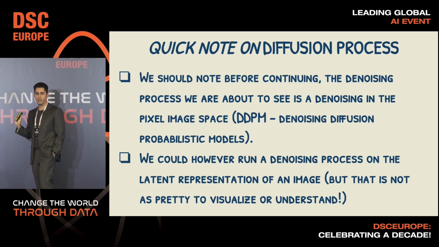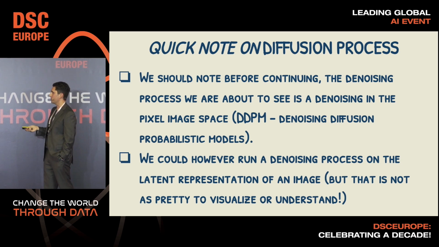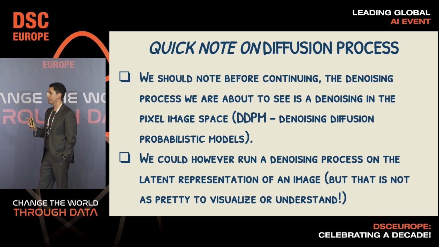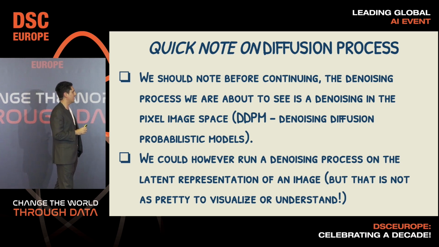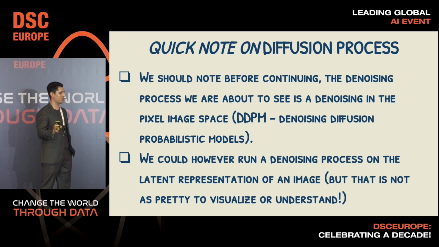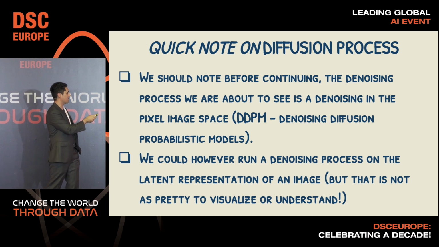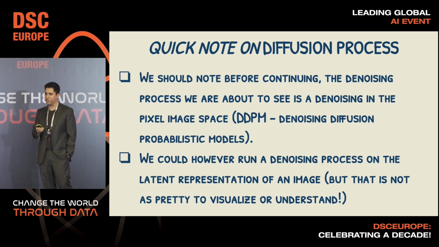What I'm about to show you is denoising in the pixel image space. This is known as DDPM, or denoising diffusion probabilistic models. That was one of the original papers on this. I would say most modern models would not do this because you would run the denoising process on a latent space representation of the image. But that's not really pretty to visualize, and it's way harder to have an intuitive understanding of denoising just random numbers. So I'm going to present it in the pixel image space, which lines up with early 2020s models. So just a heads up on that.